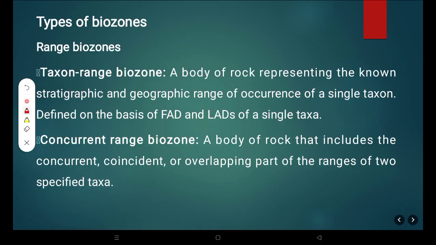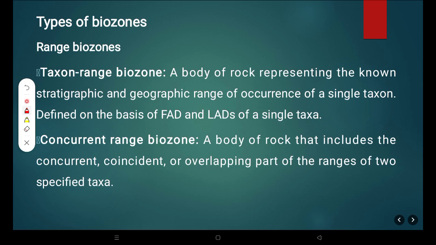Then we will study the types of biozone. What are the different types of biozone? These are very important topics. The first biozone is the range zone. There are two range zones: one is the taxon range biozone, and another is the concurrent range biozone. What is a taxon range biozone?